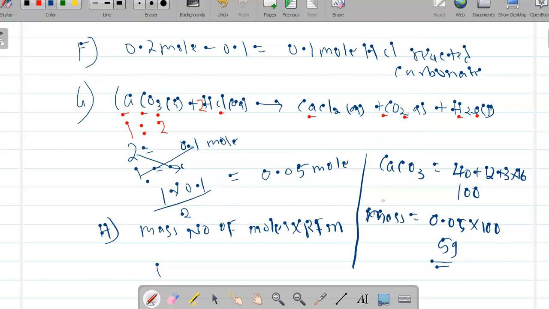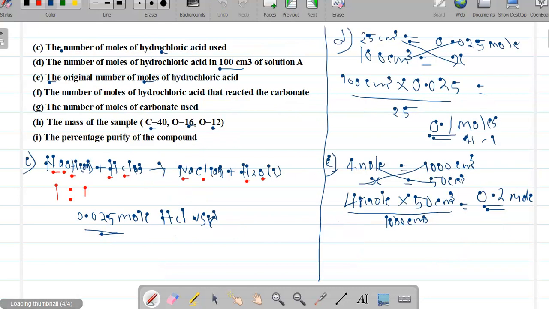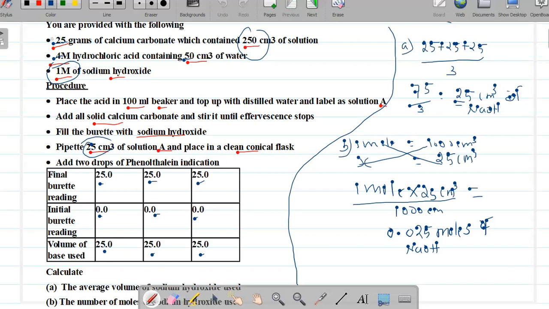Out of 25 we used 5. So the next question is I, asking the percentage purity of the compound. To get now the percentage purity, the original mass was 25, the new mass is 5.